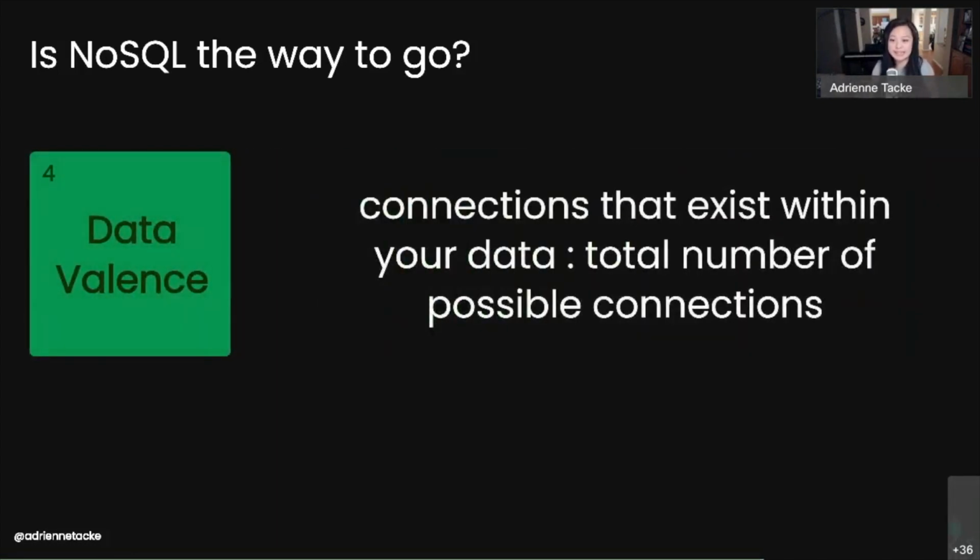And finally, data valence. Here I have it as connections that exist within your data. It's the ratio of connections that exist within your data compared to the total number of possible connections. When I first researched this and was learning about this, I thought, that doesn't make any sense to me. So hopefully these things will help.